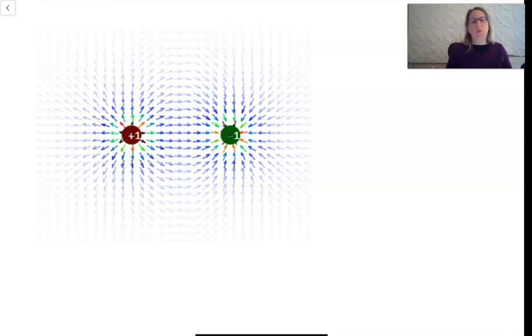So we're trying to look at ways to describe these electric fields that we're calculating. And so here we have two charges, a positive charge and a negative charge. And you can see that this is a simulation. This is a screenshot of a simulation that's showing you the direction of the electric field.